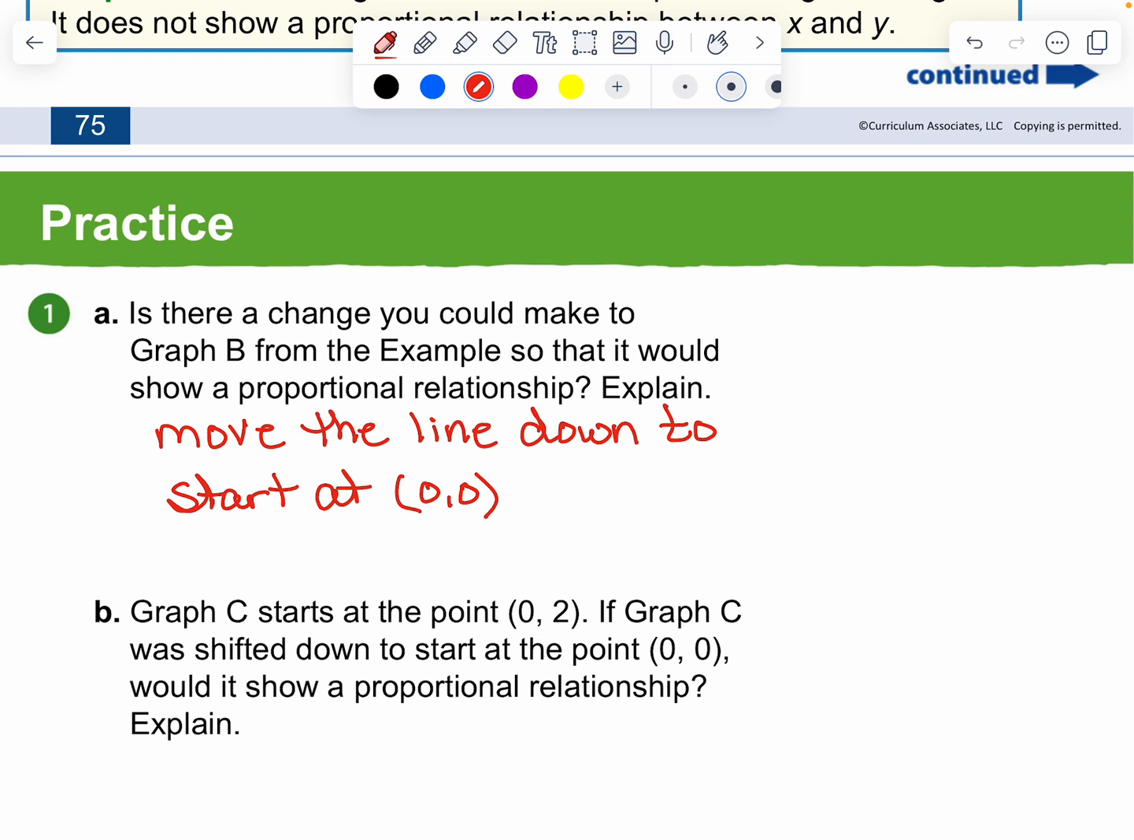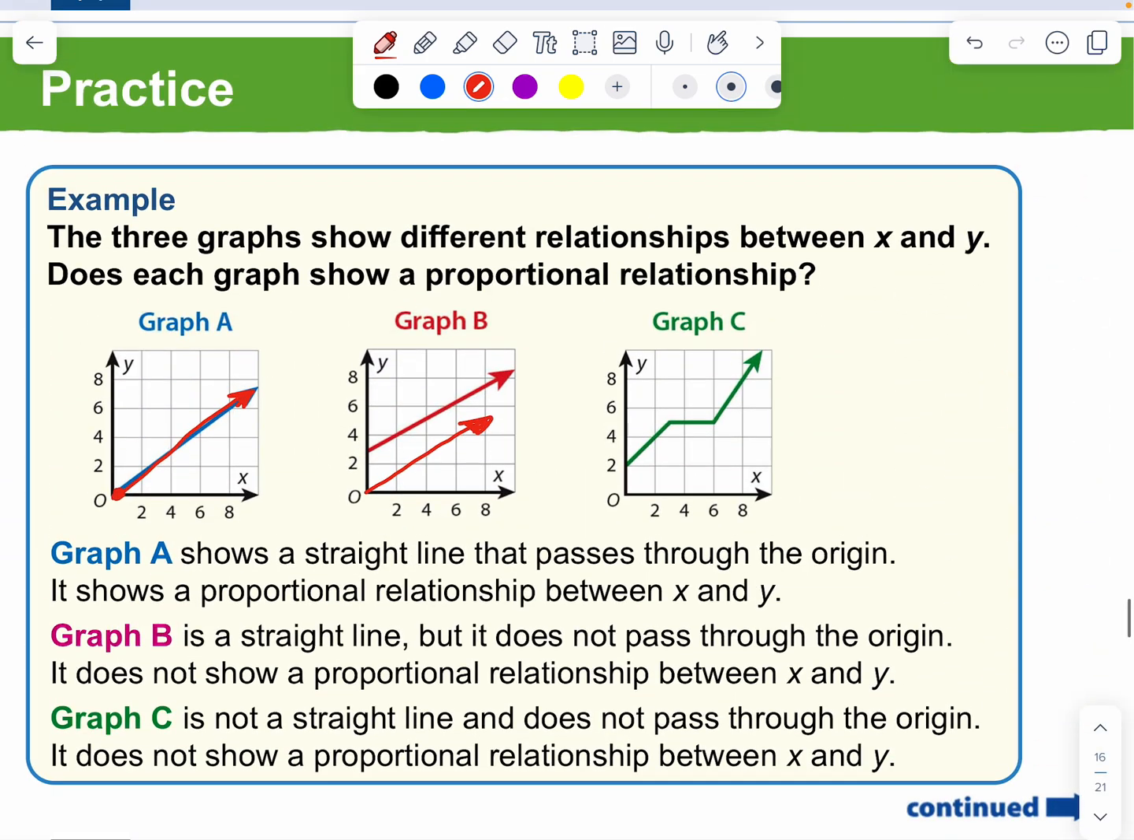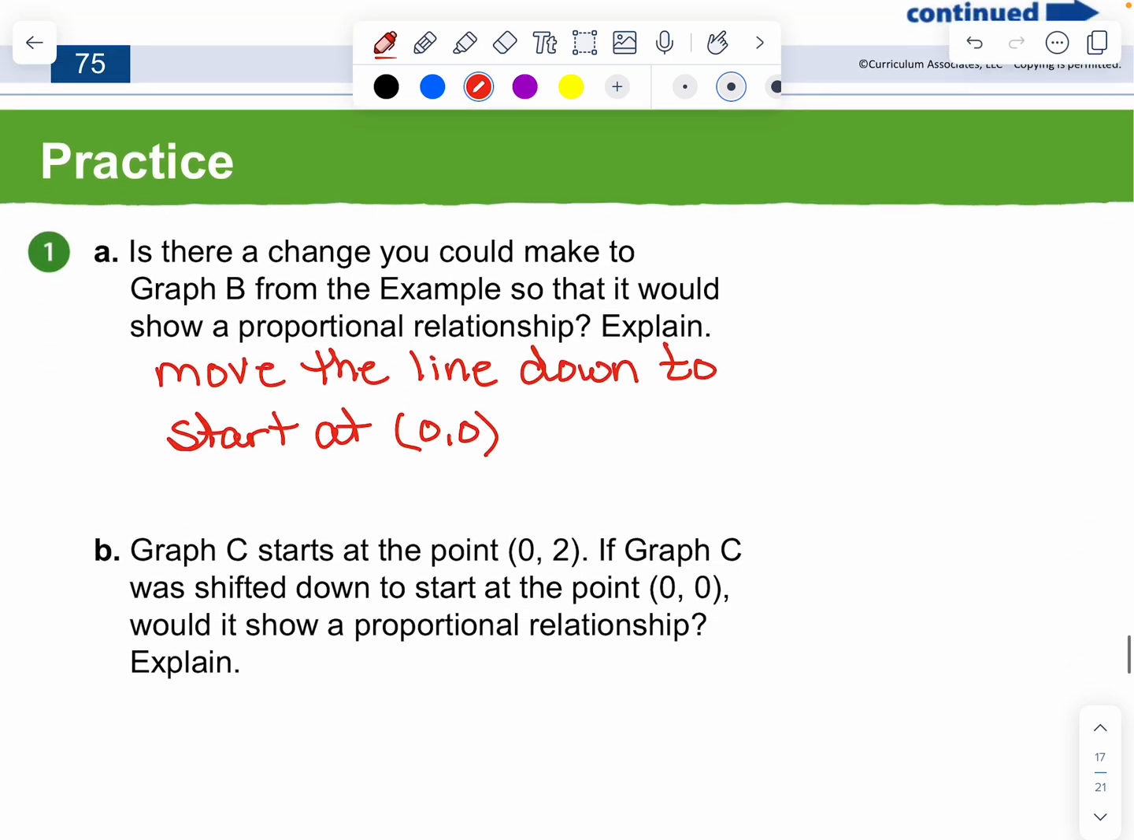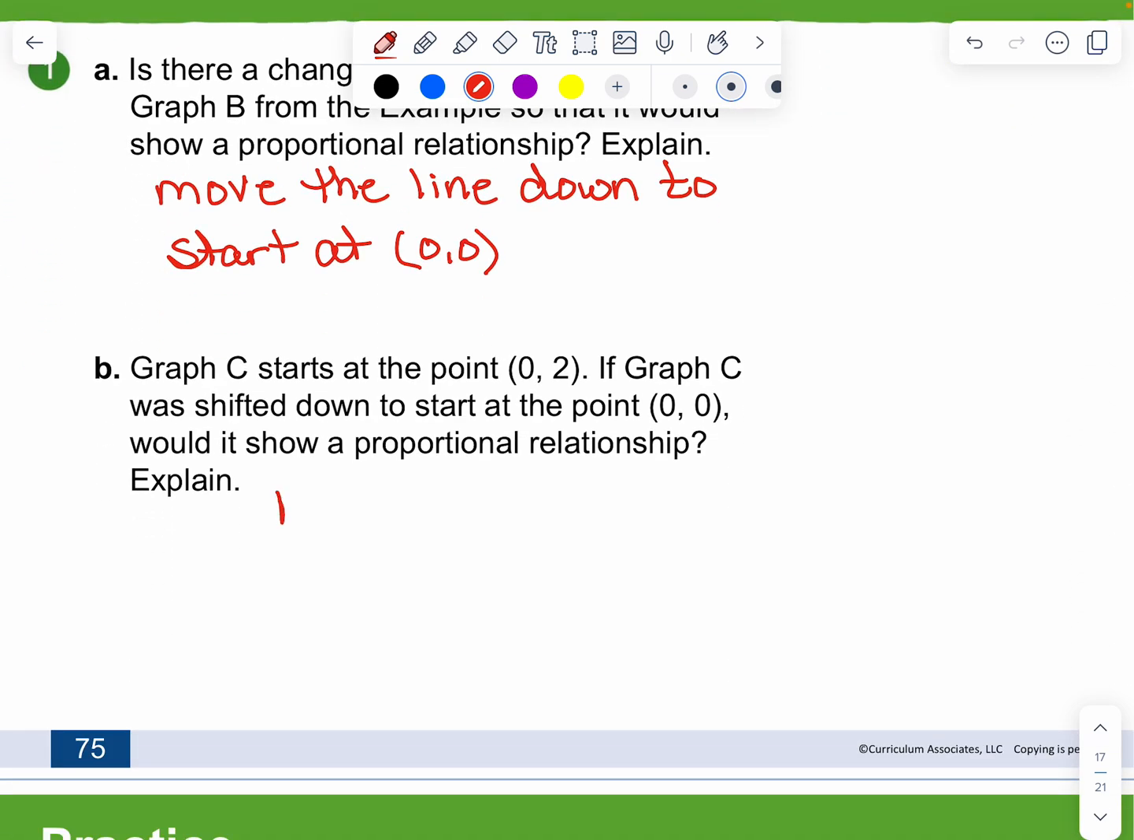Graph C starts at the point 0, 2. If graph C was shifted down to start at the point 0, 0, would it show a proportional relationship? So if we moved it down and started at 0, 0, does it show a proportional relationship? No, because it's not a straight line. No. It is still not a straight line.